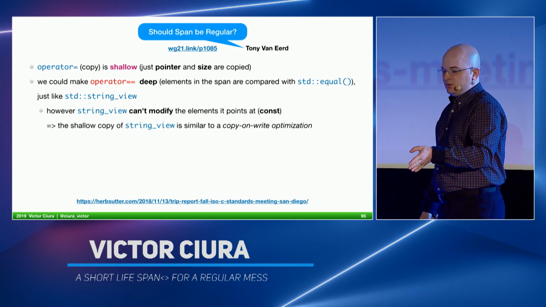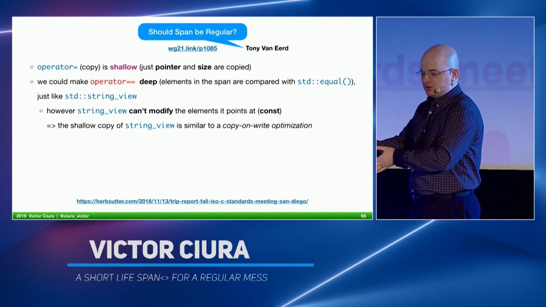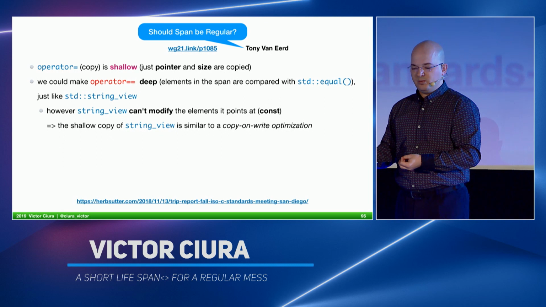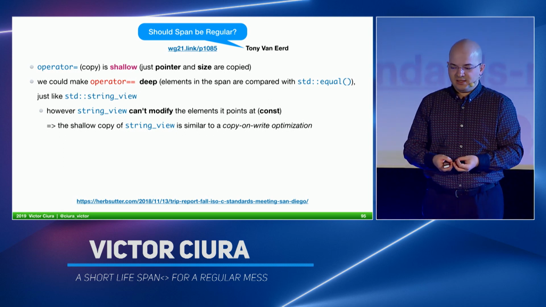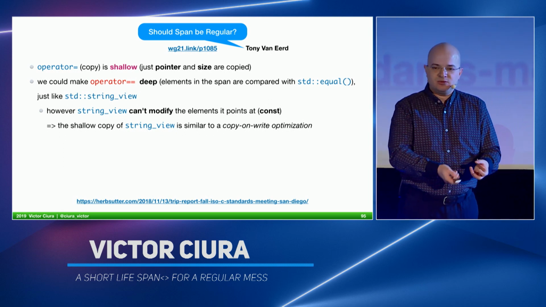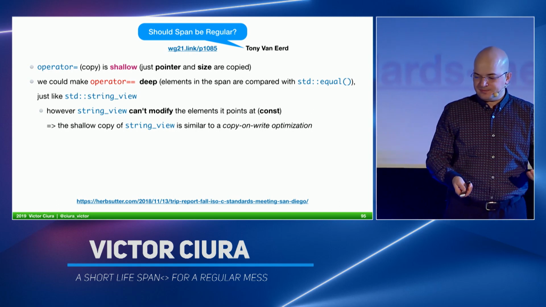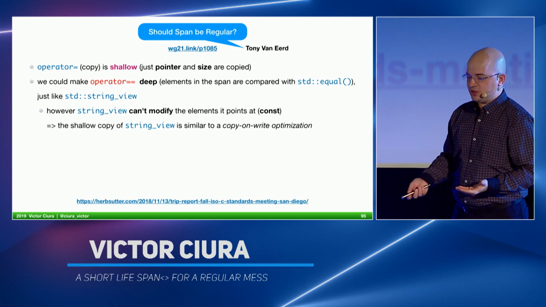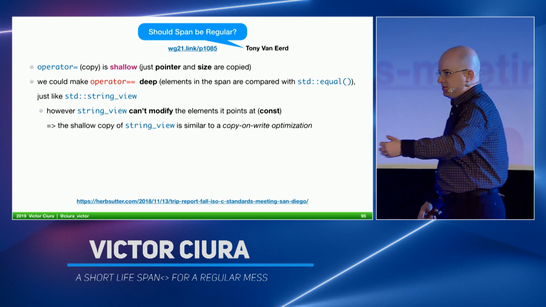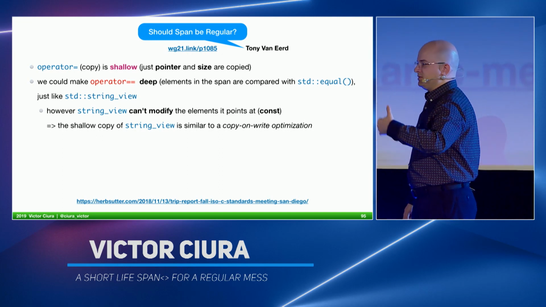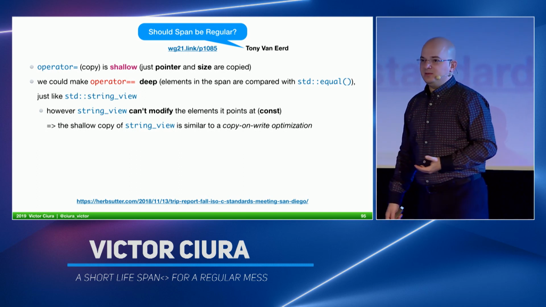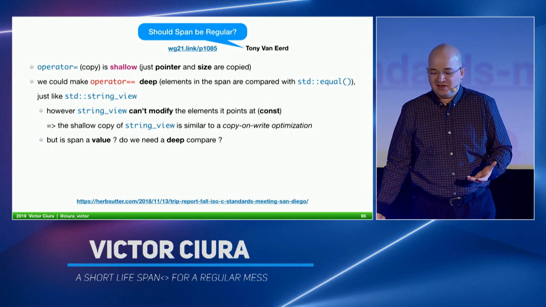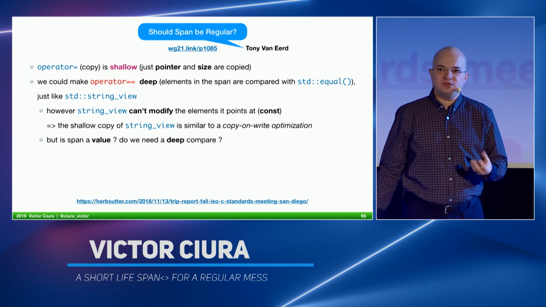However, string view can't modify the element it points to, because the underlying buffer is immutable. So shallow copy for string view would be like a copy on write optimization. So it kind of works for string view, this shallow copy, just as it worked for many years with copy on write string implementations. But is span really a value? Do we need deep compare for spans?